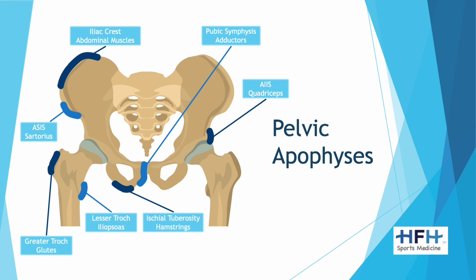This helps us understand the directionality of displacement as well. For example, the sartorius is going to be pulling the ASIS inferiorly, and that would be the direction of displacement we would expect to see in an ASIS avulsion fracture.